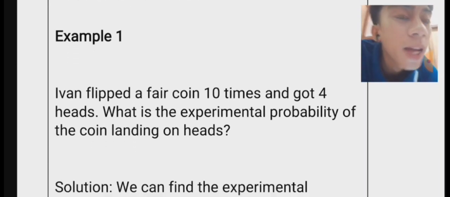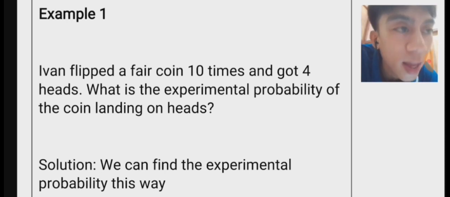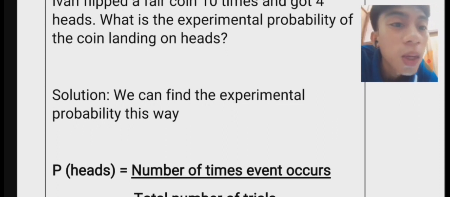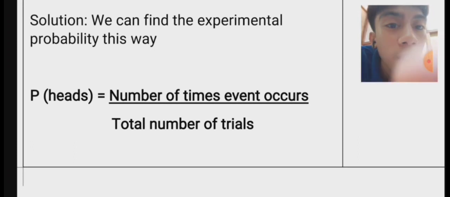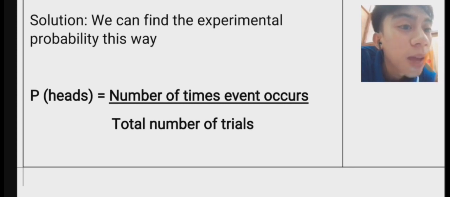Example 1: Ivan flipped a fair coin 10 times and got 4 heads. What is the experimental probability of the coin landing on heads? So here, Ivan flipped a fair coin 10 times and got 4 heads. We can find the experimental probability this way. The solution: probability of heads is equal to the number of times the event occurs divided by the total number of trials.